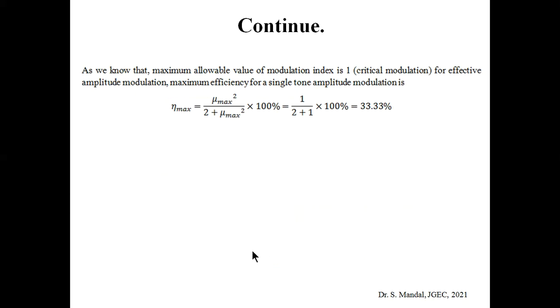Okay, so for the maximum efficiency of the DSBFC signal, we can calculate it when the modulation index is maximum. We know the maximum allowable value for the modulation index is 1. So just substituting mu max equal to 1, we get 1 by 2 plus 1 into 100%, that means 33.3%. So the maximum efficiency for the DSB-FC signal is 33.33%. It is a very important conclusion. It is important for the MCQ as well as the derivation part.